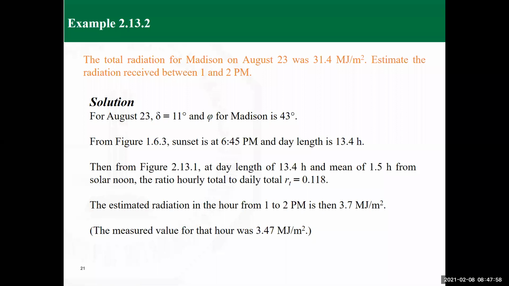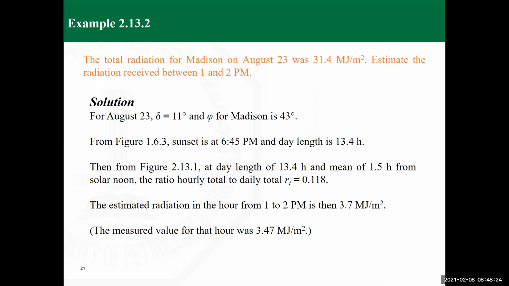Now we have calculated the ratio. What about the value itself? Another example has been given here. The total radiation of Madison on August 23 is 31.4. Estimate the radiation received between 1 and 2 p.m. So we're talking about here, the hour is 1.5. We're looking at 1:30 p.m., which is different from the solar noon by 1.5 hours.